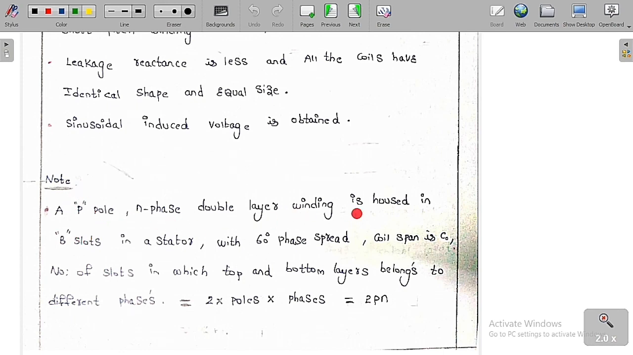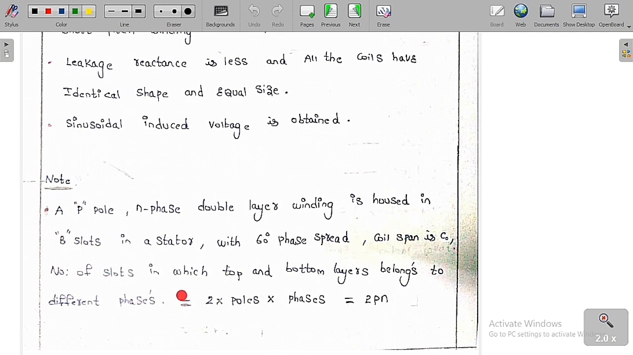A P pole N phase double layer winding is housed in B slots in a stator with a 60 degree phase spread. Coil span is C0, and the number of slots in which top and bottom layers belong to different phases is how many? So suppose P poles and N phase double layer winding is housed in B number of slots in a stator. It has P number of poles, and it is an N phase system with double layer winding, with a 60 degree phase spread. Coil span is C0.